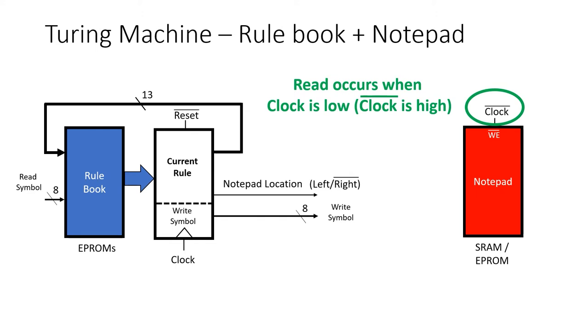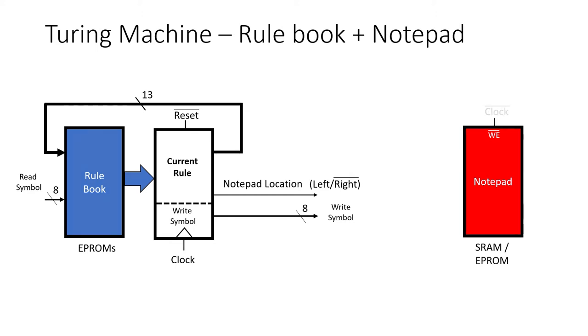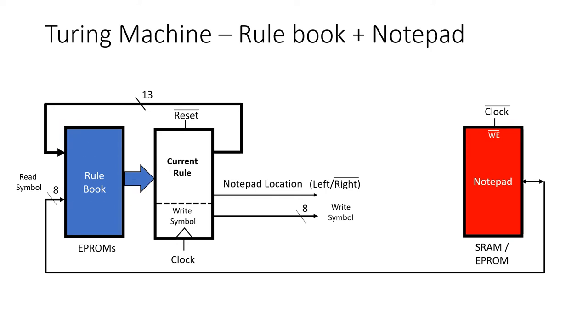I go over clock in a lot more detail in the Apple II wire-by-wire build series. In the Turing machine, we read a symbol, then we write the symbol from the rulebook back over the top of it, before moving to the next position. If we want to leave the value on the notepad unchanged, then we just write back the value we read. To feed the symbol from the notepad back into the rulebook, all we need to do is connect up the data bus from the notepad to some of the address pins on the rulebook. These are the address pins I used, but it's pretty arbitrary.